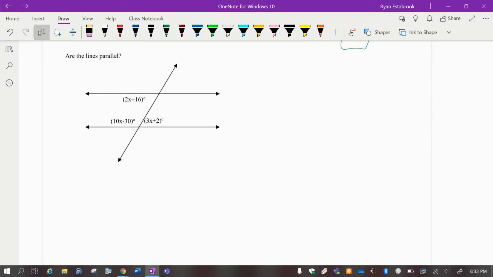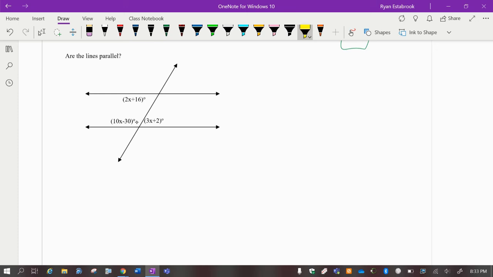This is a different question. It's not saying find x so that the lines are parallel. The question is, are these lines parallel to each other? If they were parallel, these two same side interior angles, or consecutive interior angles, would have to add up to 180. But since I don't know that the lines are parallel, I don't want to set them equal to 180 because I don't know if it's true.